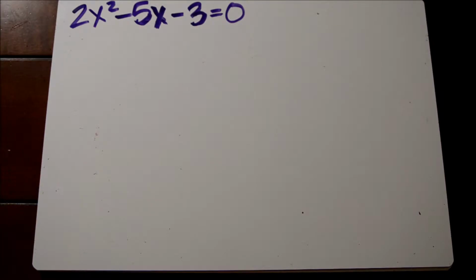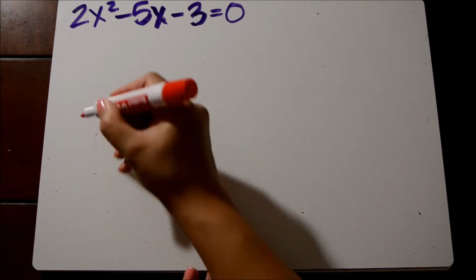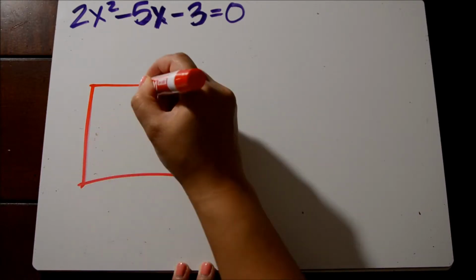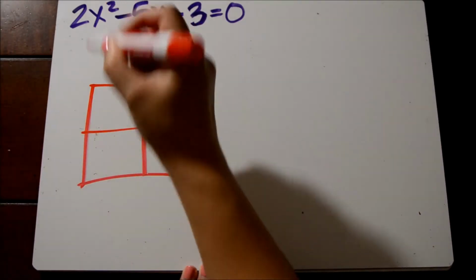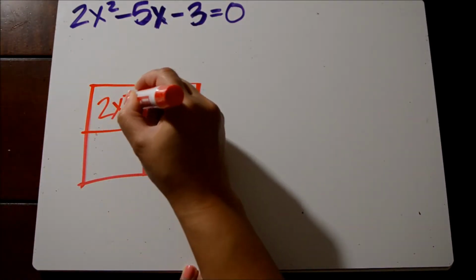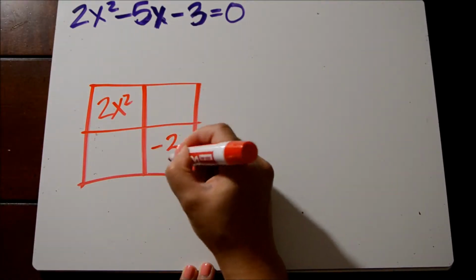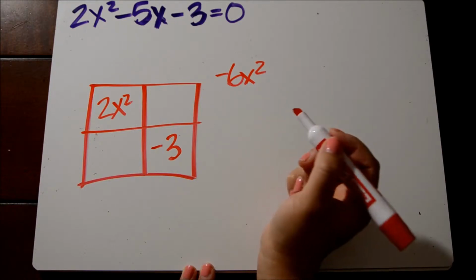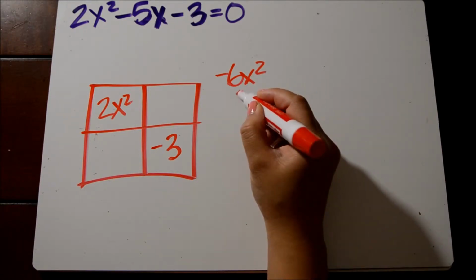Here we have 2x squared minus 5x minus 3 equals 0. Since we're using factoring, we first want to factor out our greatest common factor. In this case, our greatest common factor is 1, so we're going to go straight to the box. We'll put the first term in the first box, last term in the last box, multiply those, we'll get negative 6x squared. And let's go ahead and list the factors.